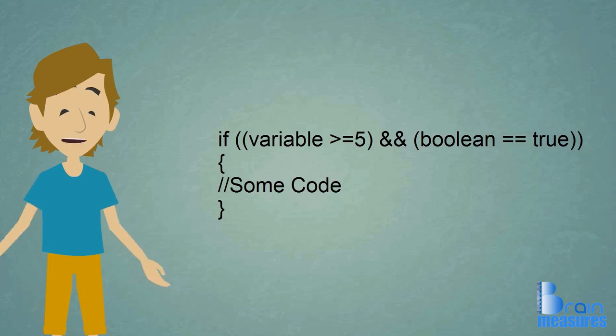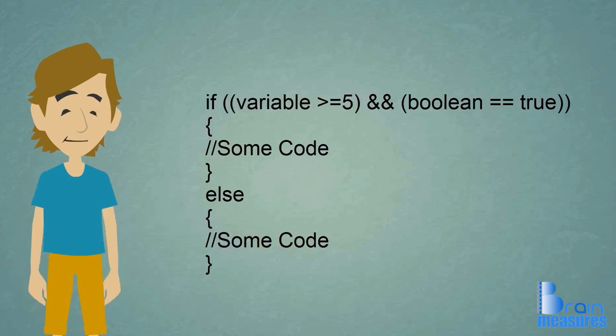using. So what happens if we put an else statement in here? The only way for the else to run would be if the Boolean was false and the variable was 4 or lower. That concludes the tutorial.